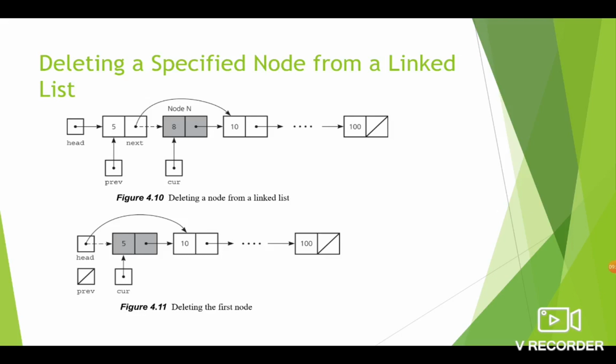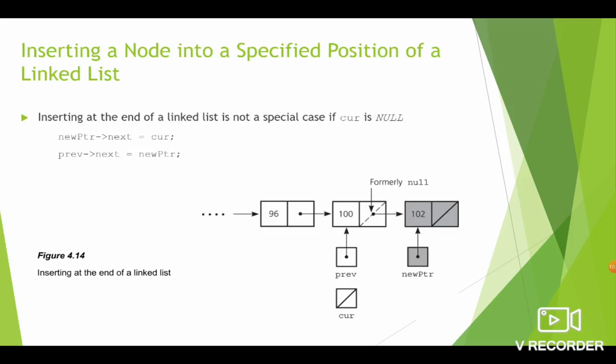Similarly, if I want to delete the first node, we know the first node is always pointed by head. So head of next is current of next. So this is what the pointer changes we need to do for deletion.